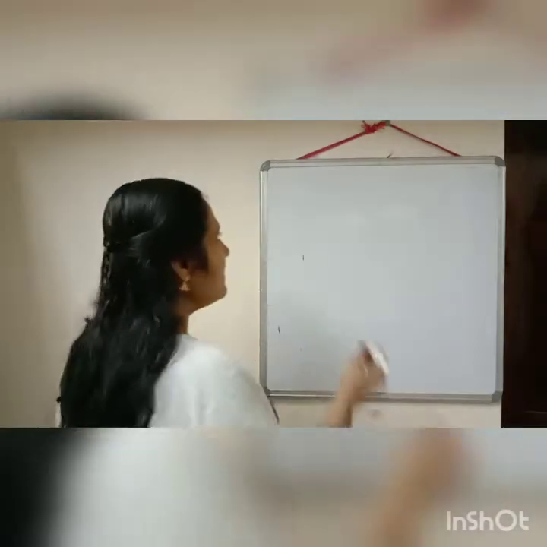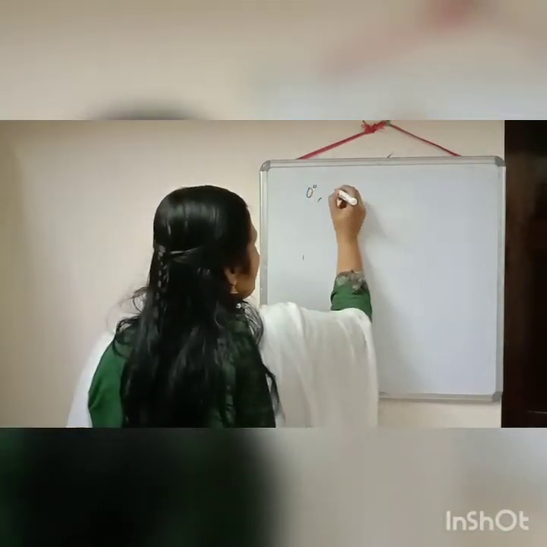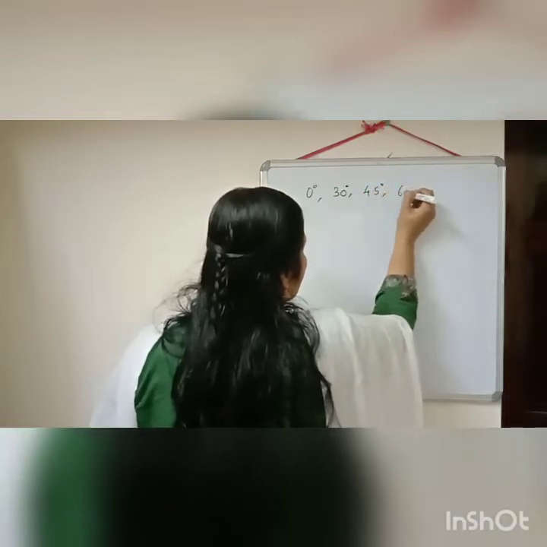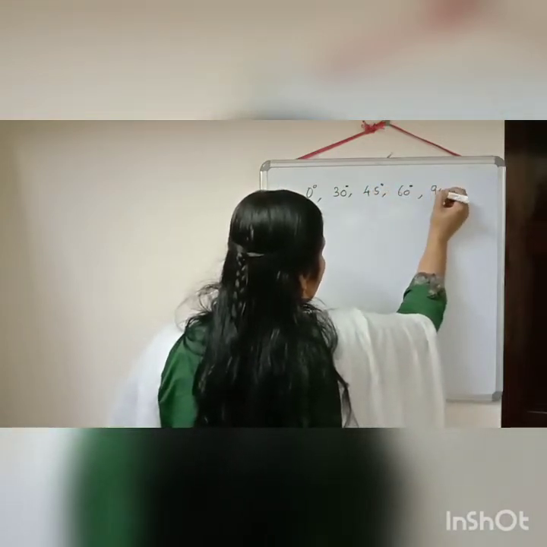In the previous class we discussed the basic concepts of trigonometry. In that we discussed all the formulas of trigonometric ratios. Now today what we will do is find the trigonometric ratios of some specific angles. For only some specific angles we have the values of trigonometric ratios, and those angles are 0 degree, 30 degree, 45 degree, 60 degree and 90 degree.